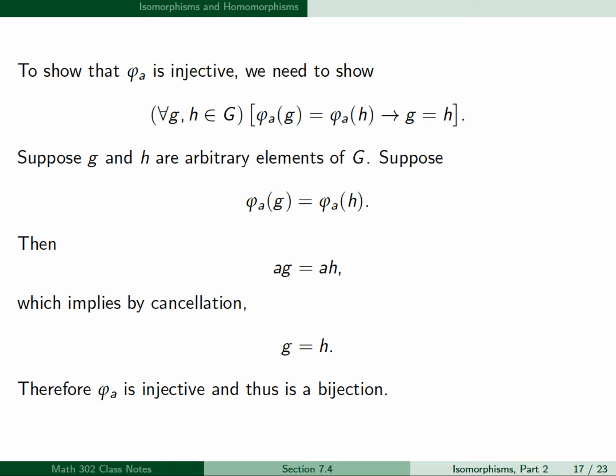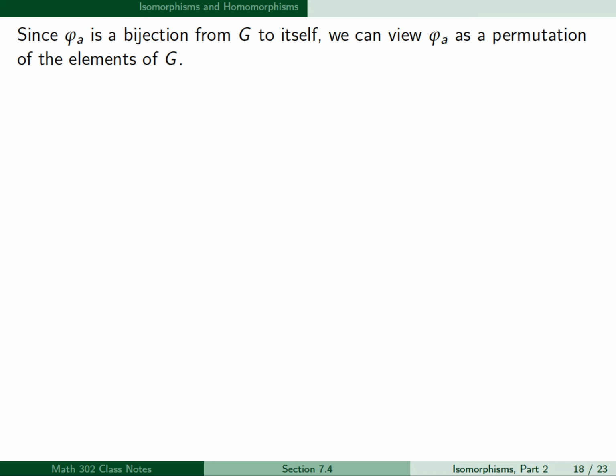So these functions phi sub A that we've defined are bijections. Now they're not homomorphisms, so they're not going to be isomorphisms, they're just bijections. Now, since phi sub A is a bijection from the group G to itself, we can view phi sub A as a permutation of the elements of G. Basically, if you have a bijection from a set to itself, it's permuting the elements. It's mapping each element to another element in the group, and it's a one-to-one correspondence, so that will be a permutation of the elements of the set.